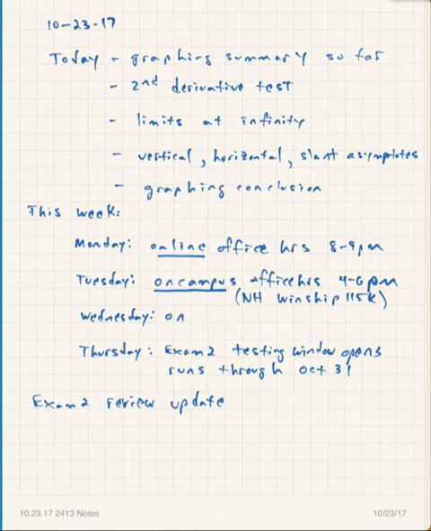Wednesday, I will also be on campus. So I have on-campus office hours, and in this case, it'll be from 11 a.m. to 1 p.m. Once again, please come on by for help if you are available during either of those time periods. Thursday, the exam 2 testing window opens and runs through October the 31st. So you can start taking the exam on Thursday, and you've got through the 31st to take it.